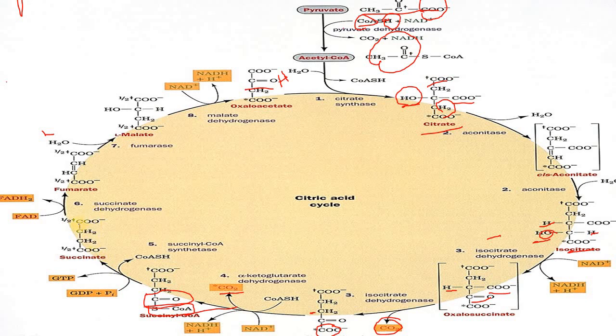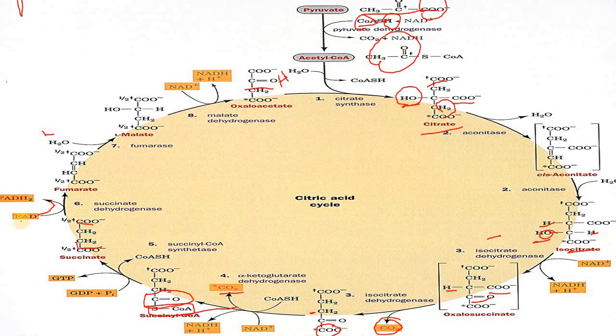So you have two acids now, and in between the two acids you have two alkyl groups. So that is succinate. And next, this succinate is converted to fumarate by the enzyme succinate dehydrogenase. Here again we need an electron acceptor, and here the electron acceptor is FAD. It's not NAD, please remember that.